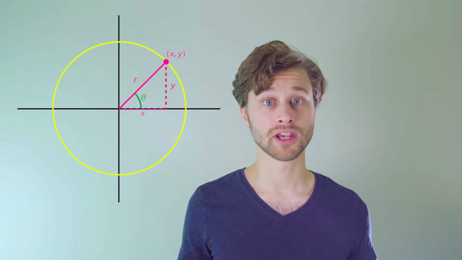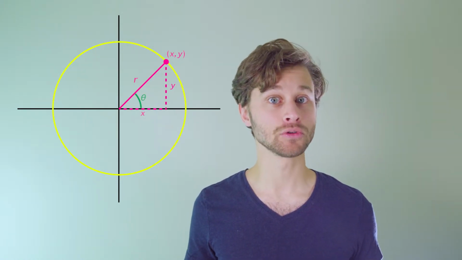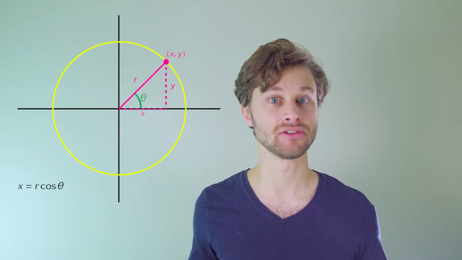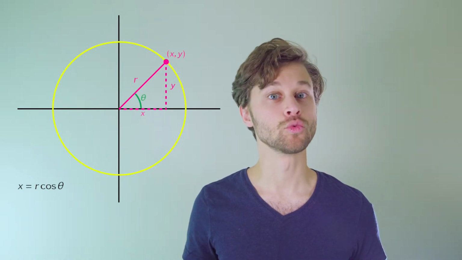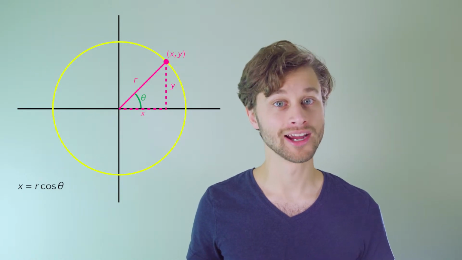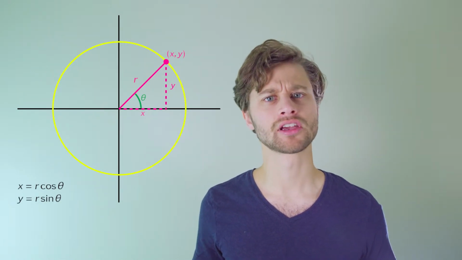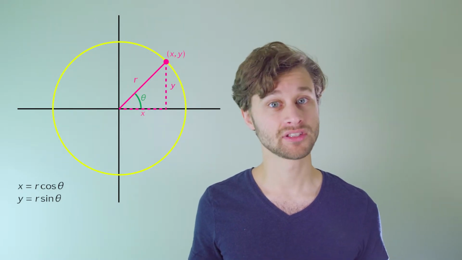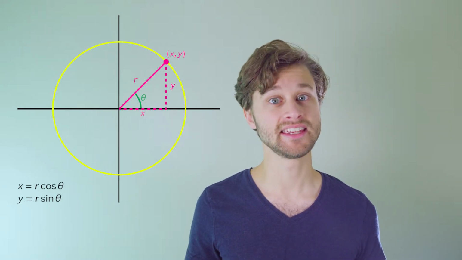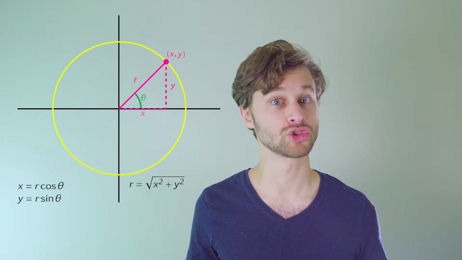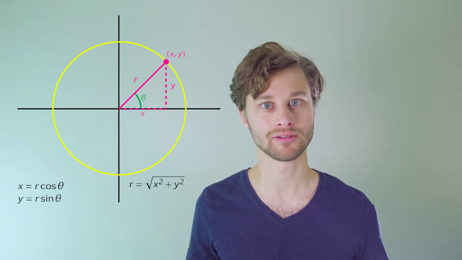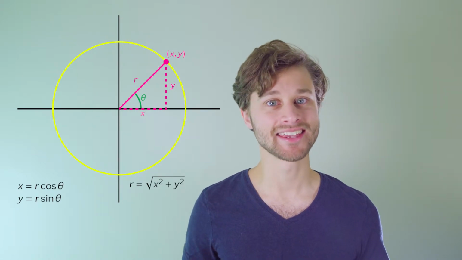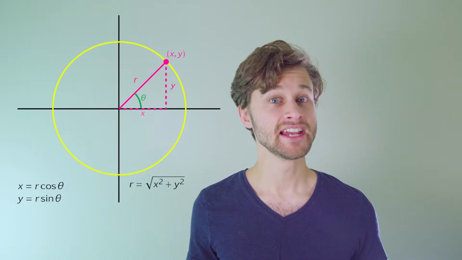Using some right triangle trigonometry, I can find that x is equal to r cosine theta, where theta is this angle here that leads up from the x-axis, and y is equal to r sine theta. Now, what if I want to convert from x and y over to r and theta? Well, I have some relationships there too. I can see that r is just equal to the square root of x squared plus y squared. That's the Pythagorean theorem.